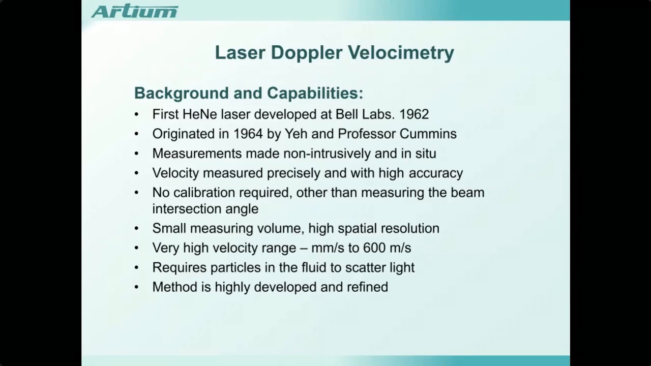The velocity measurements of this device have been shown to provide high accuracy and good precision. There's no calibration required. The only calibration is to determine the beam intersection angle, and that can be done relatively easily, and it doesn't change over time. So one calibration at the supplier or the factory is sufficient.